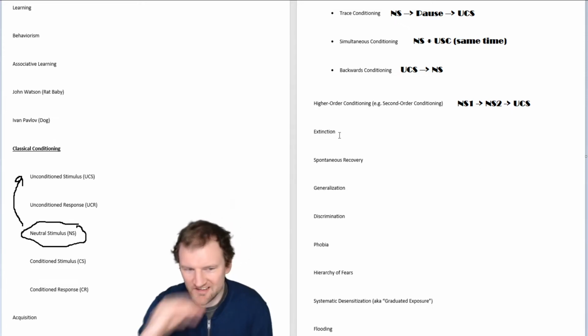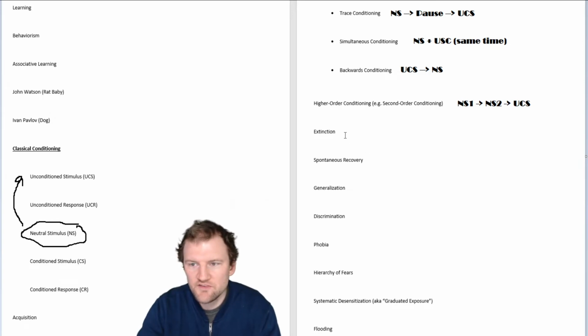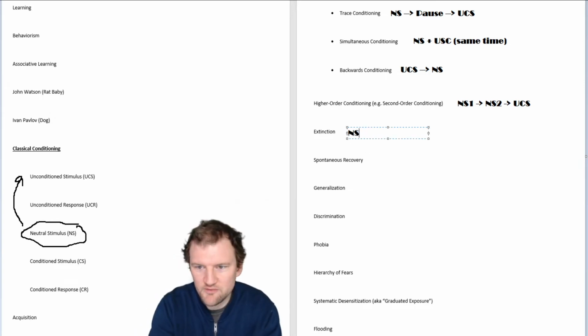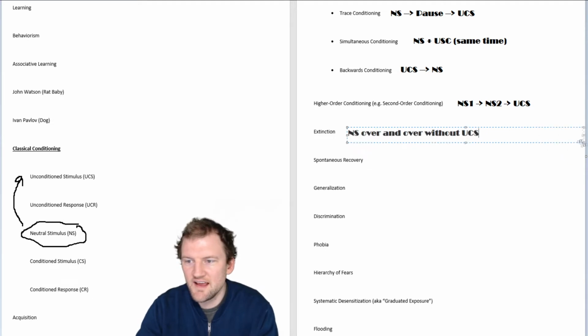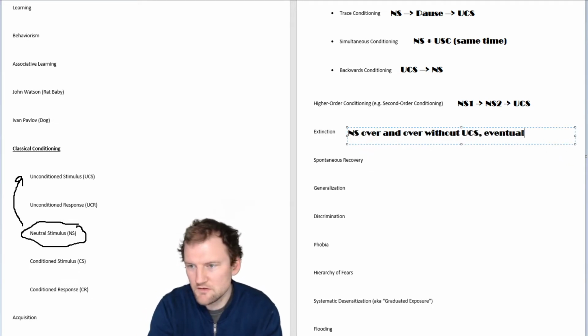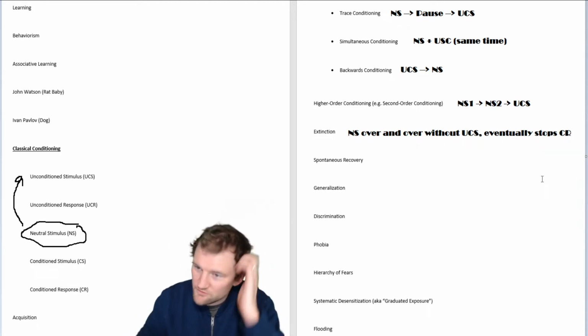Extinction is very important. Extinction is when you present the neutral stimulus over and over, without the unconditioned stimulus, and eventually the conditioned response will stop.